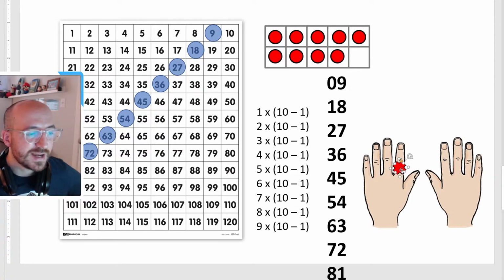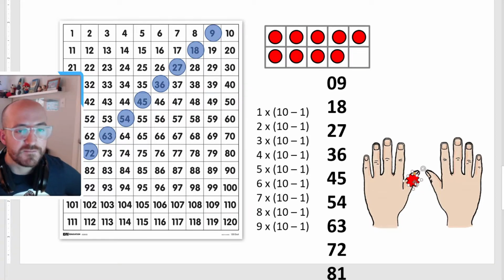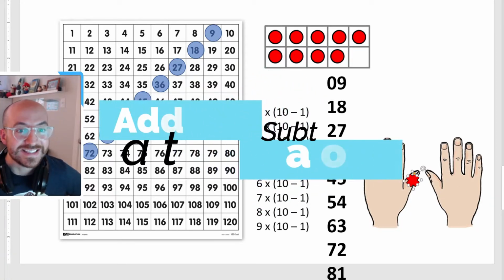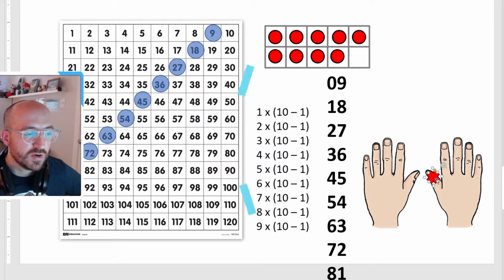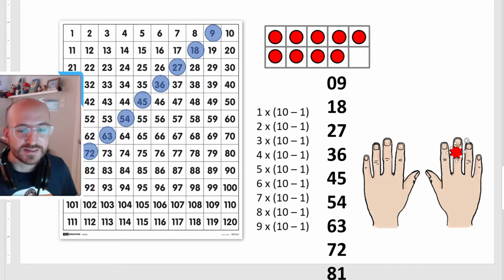What if I want to do 9 times 5? Boom, put my fifth finger down, and I would have 4 tens and 5 ones. So every single time we're adding a 10 and subtracting a ones place. Keep going, adding a 10, so I have 5, subtracting a ones place. Let me show you with my real hands now.